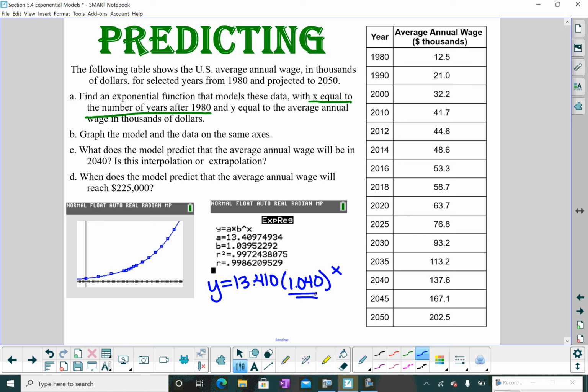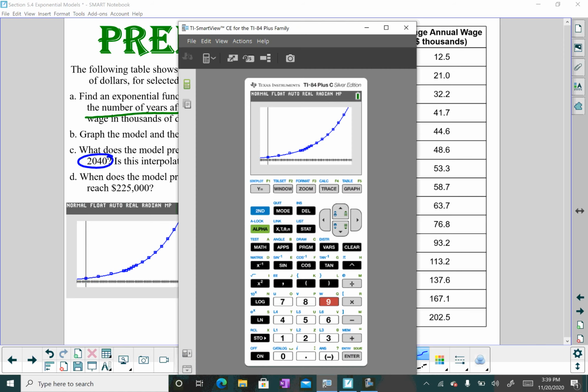All right, let's look at C. What does the model predict will be the wage in 2040? Okay, so 2040 is already in the table, so let's look at it in the calculator. Again, you can just plug 60 into the equation because it's 60 years after 1980, or in your calculator, you can hit second trace, choose value, and type in 60.